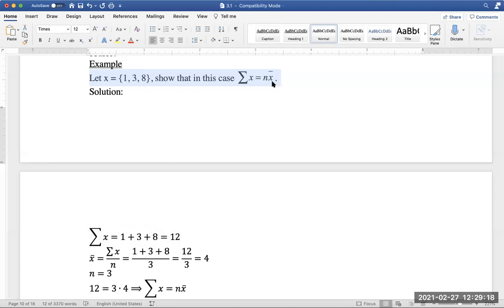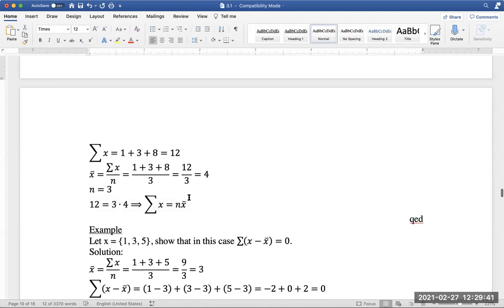1 + 3 + 8 is 12. Let's find the sample mean. 12 divided by 3 is 4. There are three numbers. So let's show that the sum of X, 12, is equal to N, 3, times the sample mean, 4. Well, 12 is equal to 3 times 4, yes. So in this case, we verify that, yes, that theorem held.